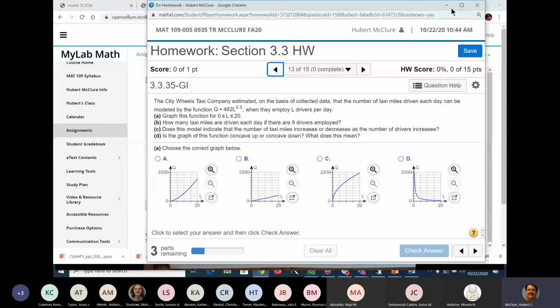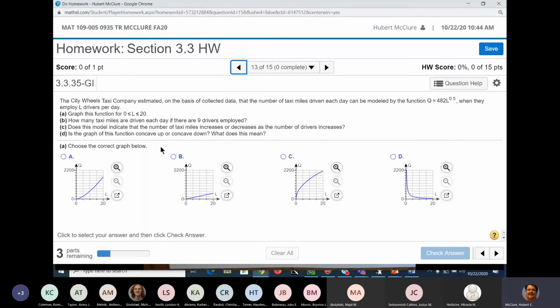The City Wheels Taxi Company estimated on the basis of collected data that the number of taxi miles driven each day can be modeled by Q equals 482 L^0.5 when they employ L drivers per day. So L is equal to drivers per day, and Q is the miles driven.